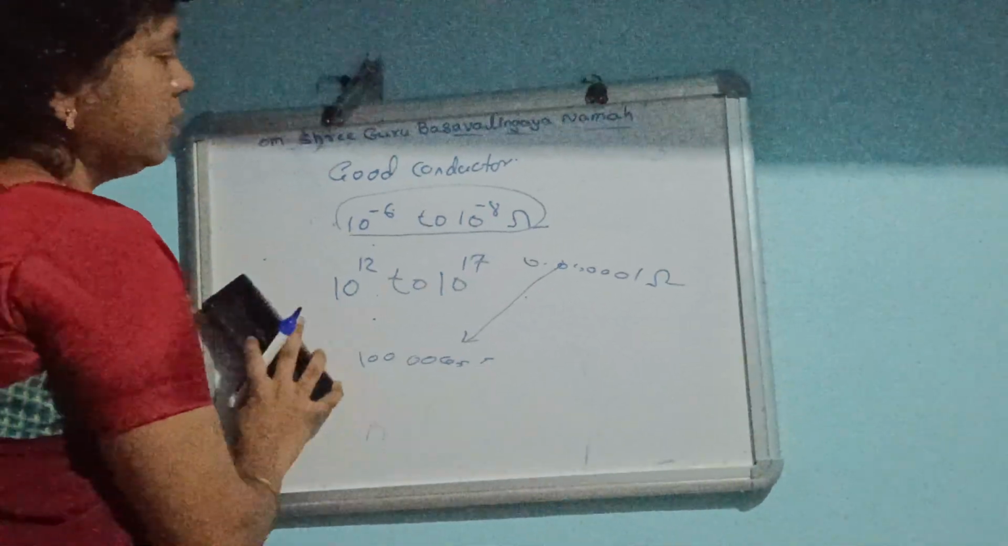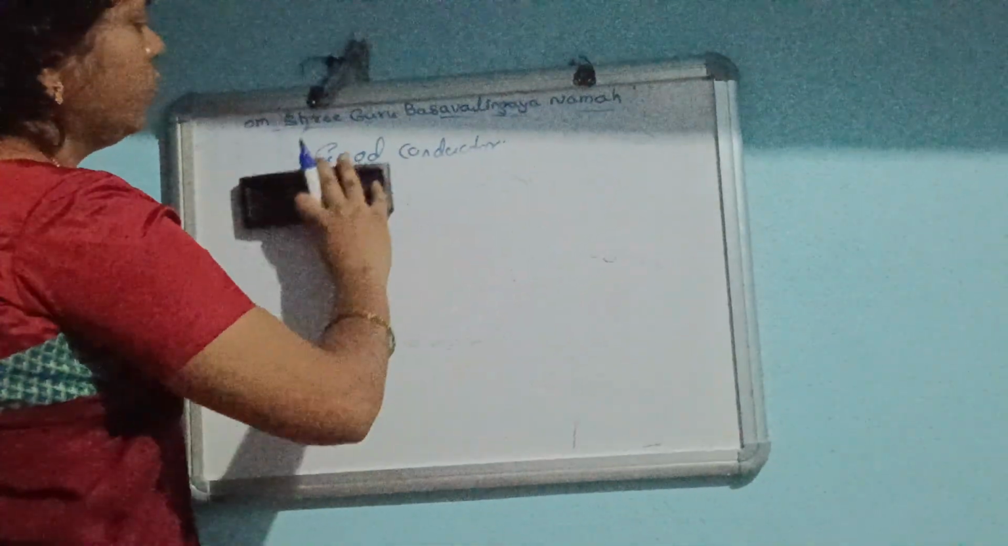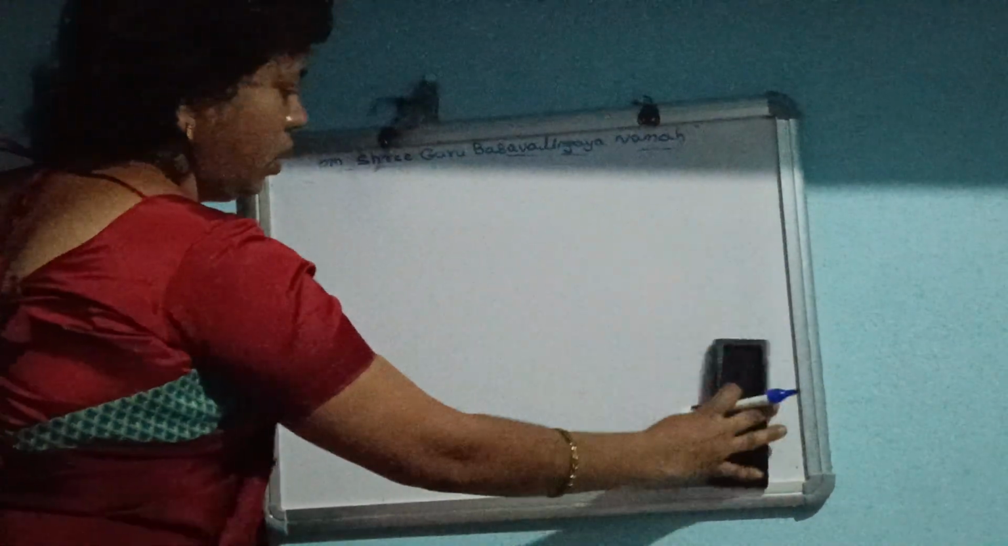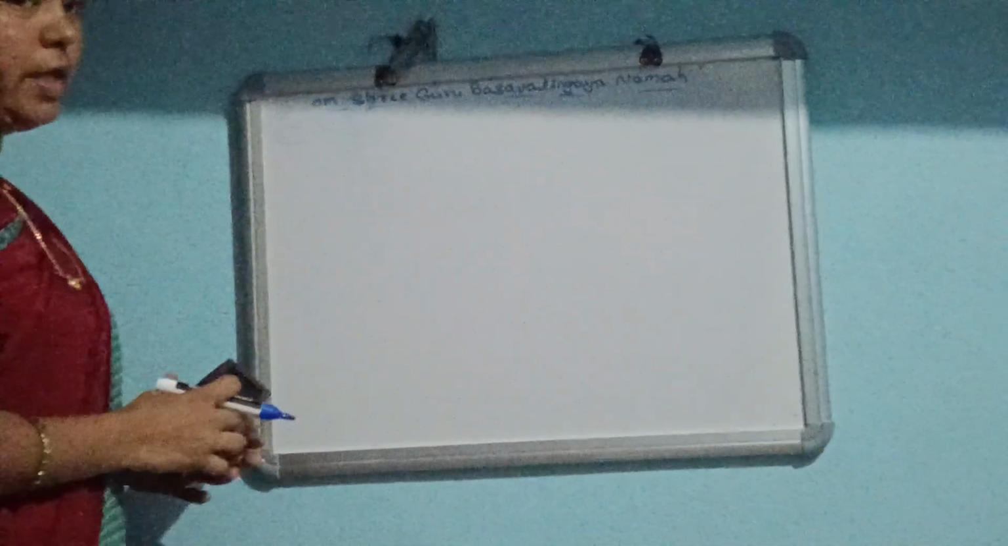These are all the important points about electric current, voltage and resistance. In the next part, Ohm's law. I hope it's clear to all. Thank you.